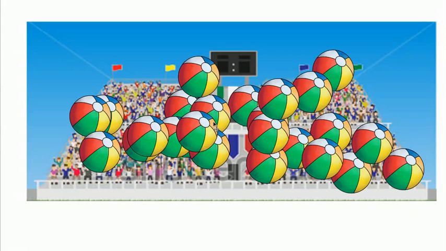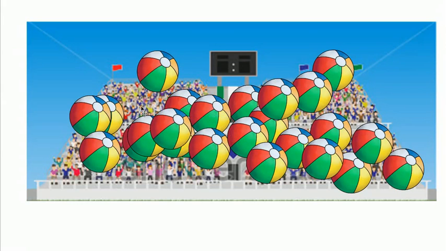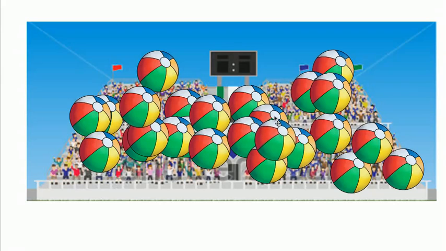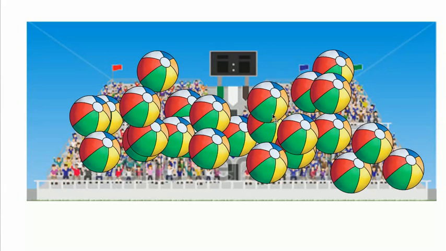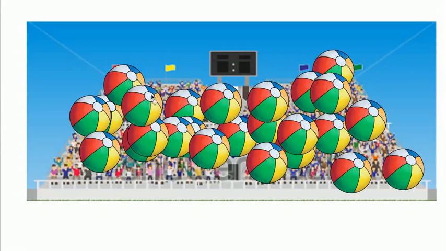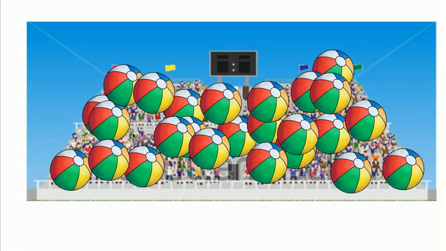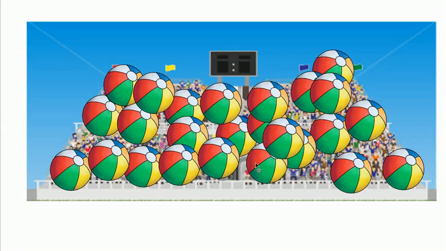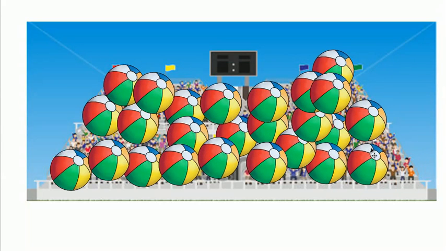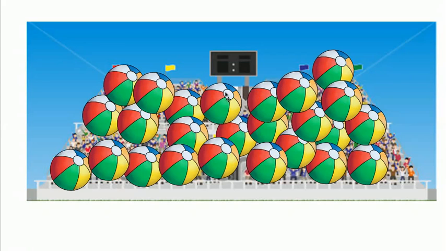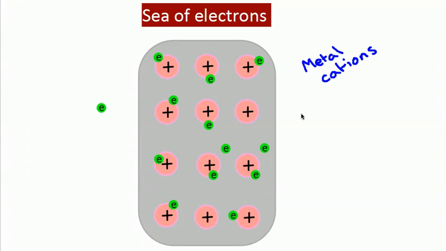They're free to move wherever they want in the metal, and that's unique to metals. We've never seen this before in anything we've looked at up to this point. So just imagine though you were on the field and you looked up. It might look like it's just a sea of beach balls. Now in terms of metallic bonding, what we actually look at is this sea of electrons.